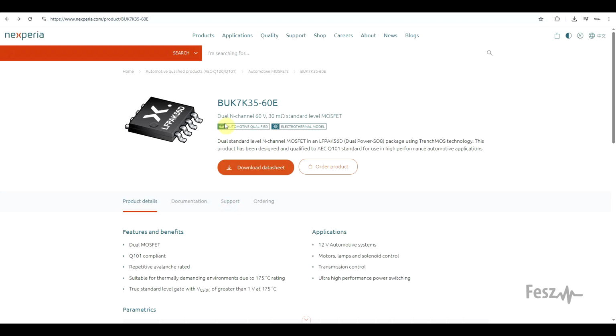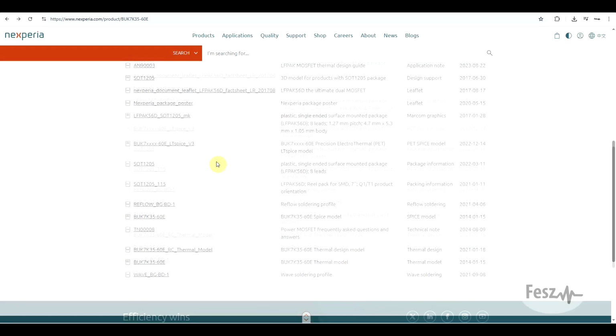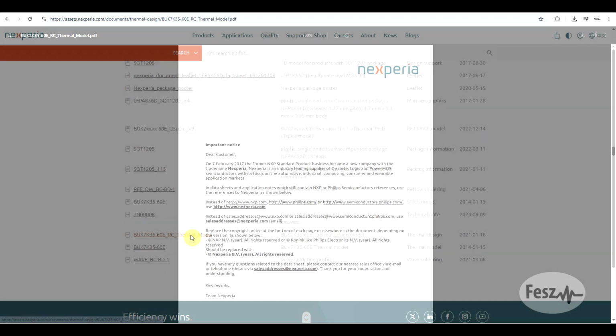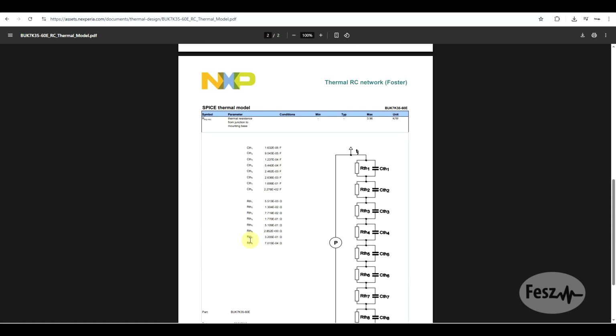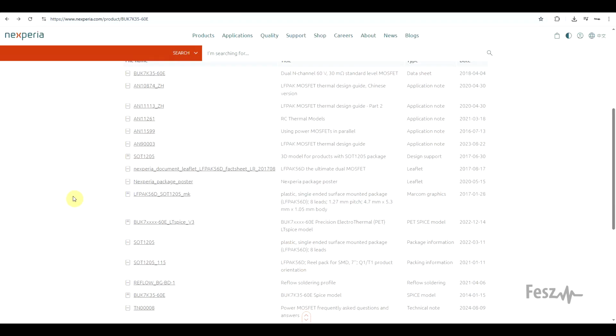So, if we take the example of the BUK7K35, the manufacturer, under documentation, provides a thermal design model in a PDF form, so you can redraw this circuit in any simulation program you want, but it will still be separate from the transistor. You still need to provide a link between the transistor's power dissipation and the RC model. Now, the alternative to this is to have a complete model of both the transistor and the thermal circuit.